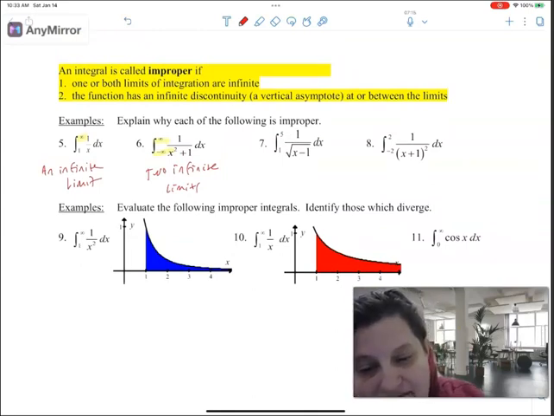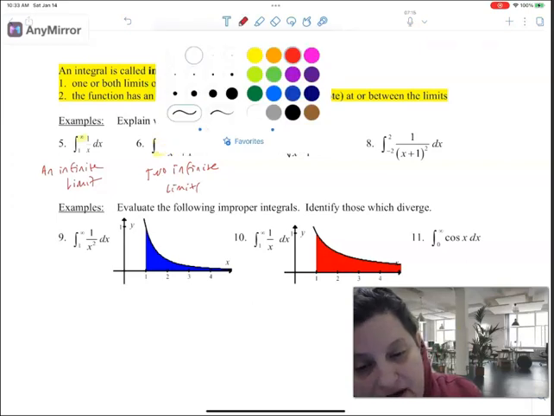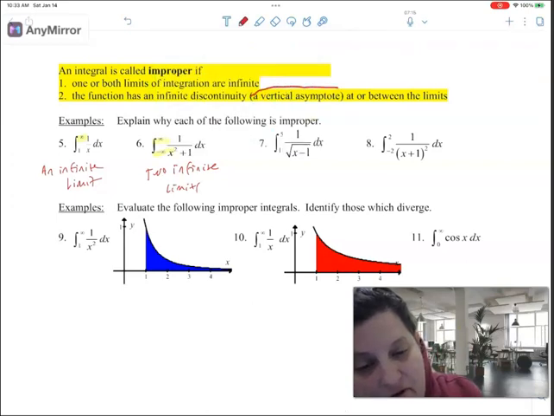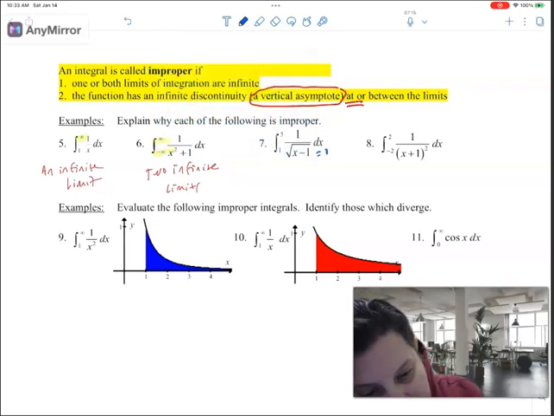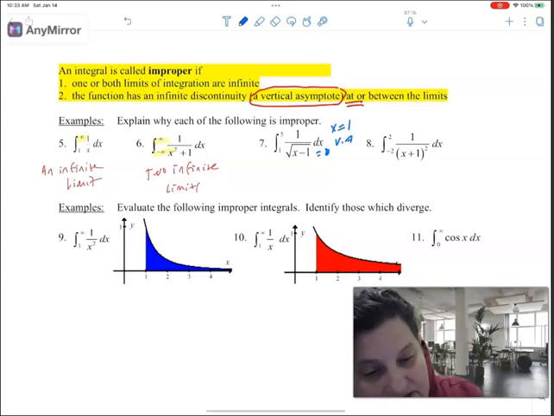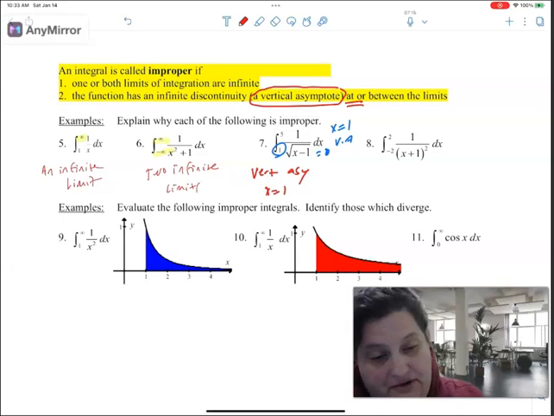Or if it has an infinite discontinuity, basically, if it has a vertical asymptote at or between the limits. All right, now look at number 7. If I set the denominator equal to 0, x equals 1 is a vertical asymptote, and that's at one of the limits. So why is this one improper? Because it has a vertical asymptote at x equals 1, which is one of the limits.